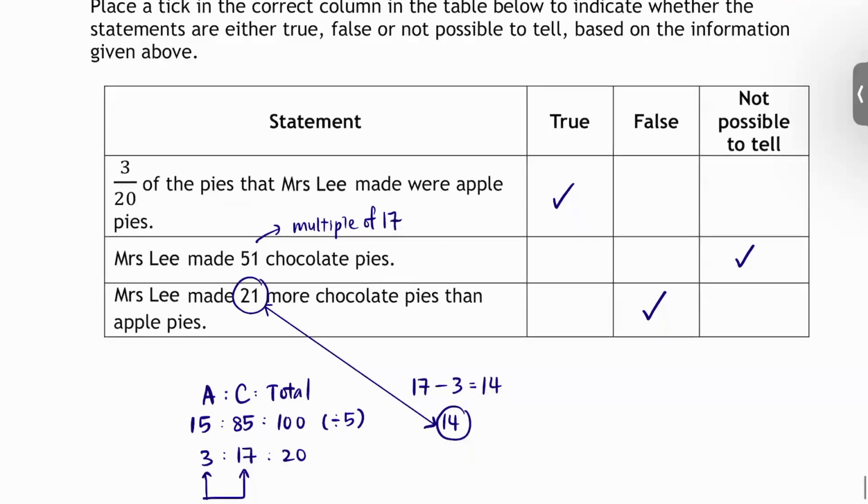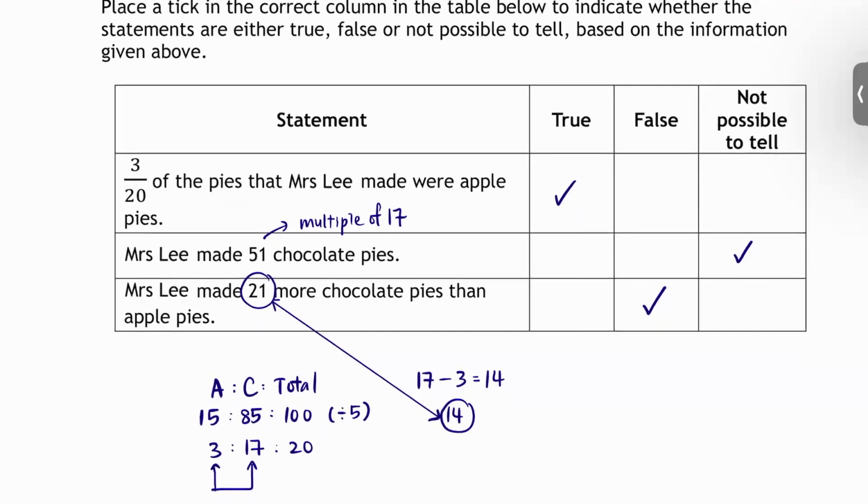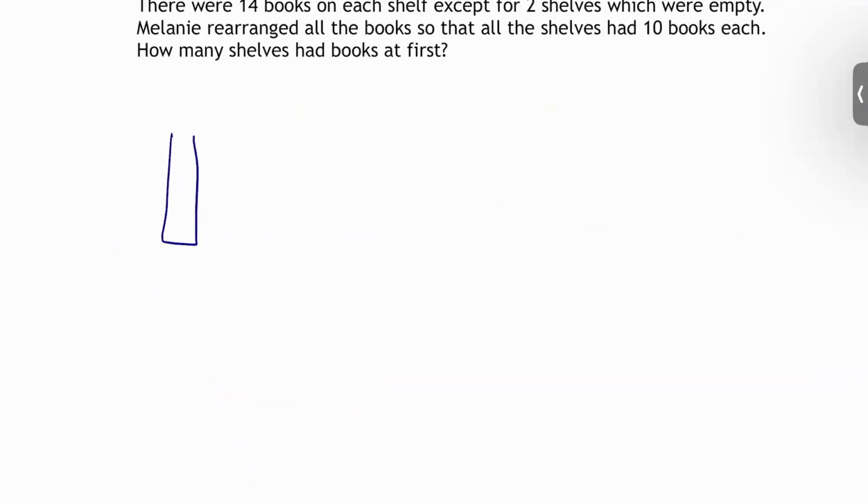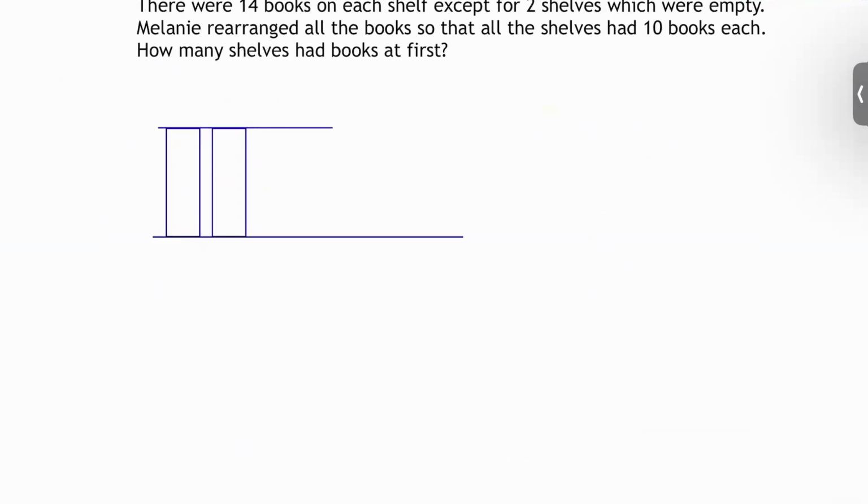And then we move on to question number 9. 14 books on each shelf, except for 2 shelves which were empty. So I don't know how many shelves there are, but I do know that there were a certain number of shelves. And then Melanie rearranged. But I do know that there were 14. So I'm just going to label this as 14.